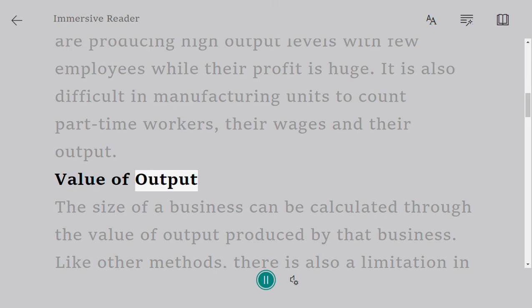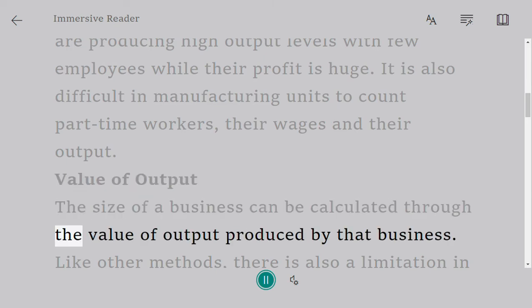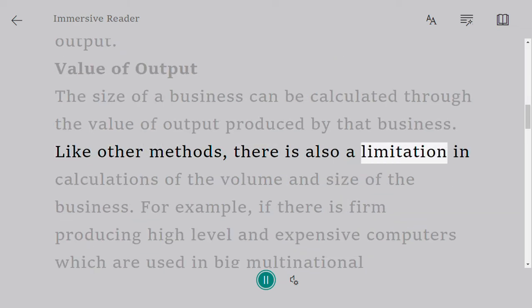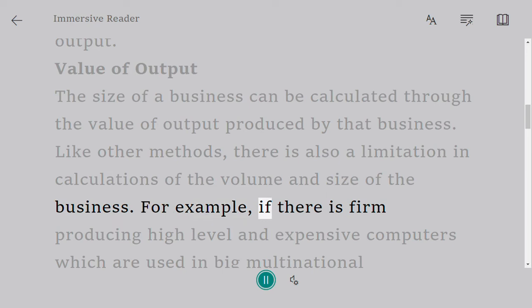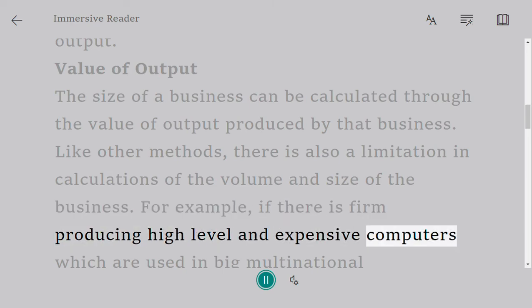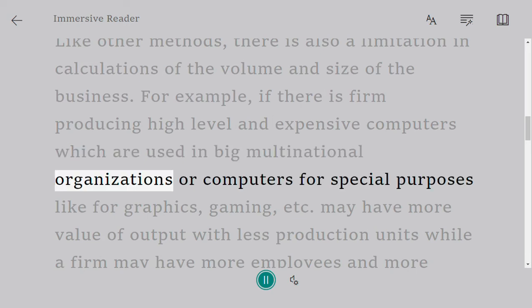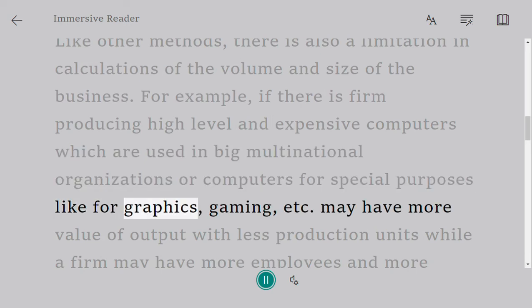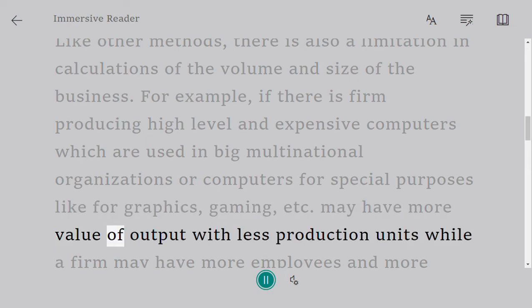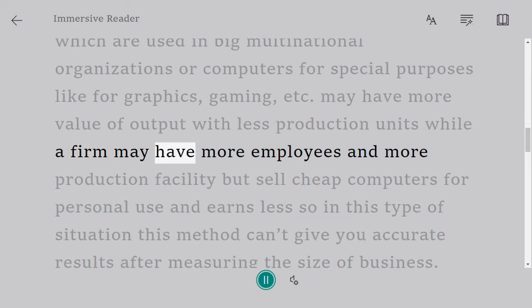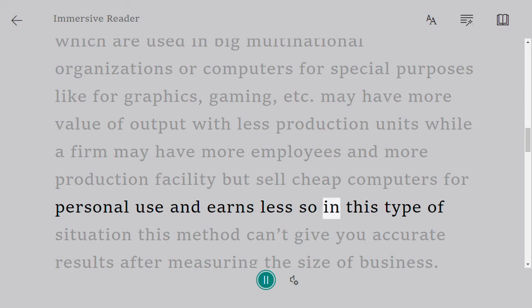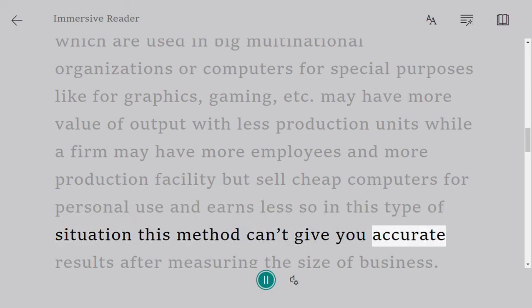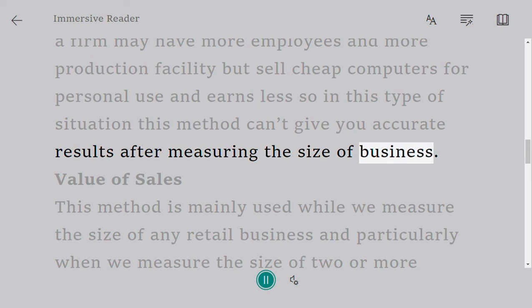Value of output. The size of a business can be calculated through the value of output produced by that business. Like other methods, there is also a limitation in calculations of the volume and size of the business. For example, if there is a firm producing high-level and expensive computers which are used in big multinational organizations, or computers for special purposes like for graphics, gaming, etc., it may have more value of output with fewer production units, while a firm may have more employees and more production facility, but sell cheap computers for personal use and earn less. So, in this type of situation, this method can't give you accurate results when measuring the size of a business.